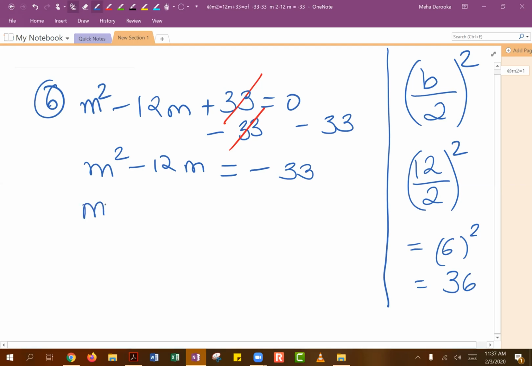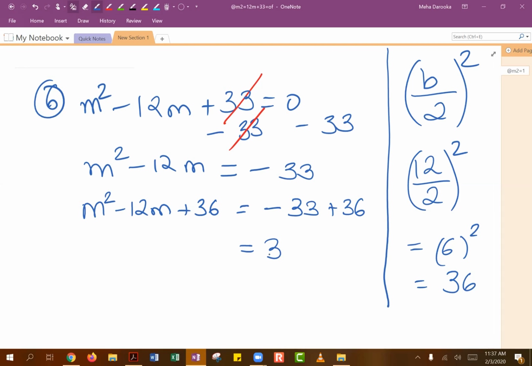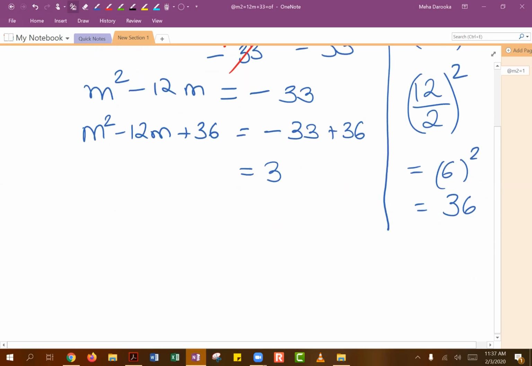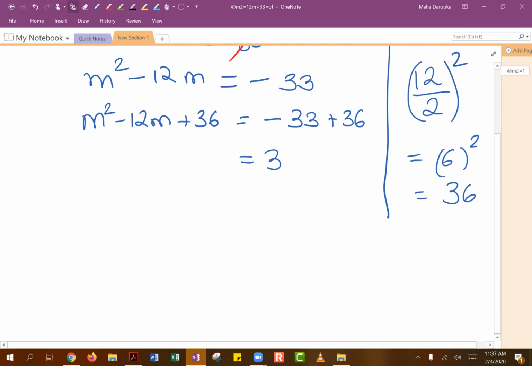So we have m squared minus 12m plus 36, and then negative 33 plus 36. What do we get on the right-hand side? 3, very good. The left-hand side is now what we call a perfect square trinomial. So again, to refresh your memory, perfect square trinomial means it's going to factor into the same terms, right? So think of two numbers that multiply to give us 36 and add up to give us negative 12. 6 and 6 basically, right?